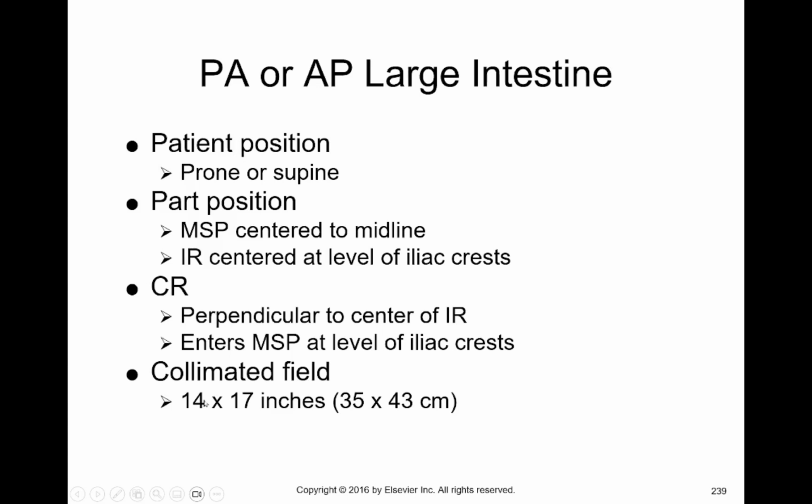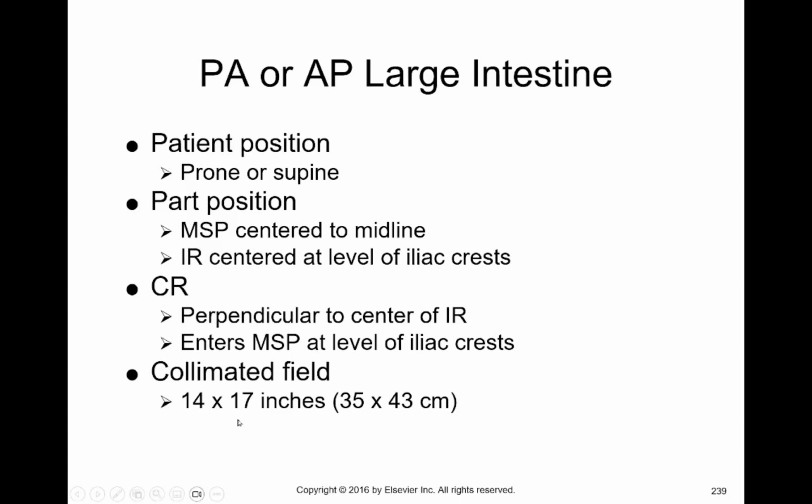But if you have image receptors that are truly 14 by 17, then what you may need to do is take two images. So the first image you would position kind of like a pelvis. You would take the image receptor and put it in crosswise, so the long axis of the image receptor is going across the patient's body, with the top of the image receptor at the iliac crest, and your collimated field would be 14 by 17, with the 14 dimension being lengthwise on the patient's body and the 17-inch dimension going across the patient's body. That would be one view.